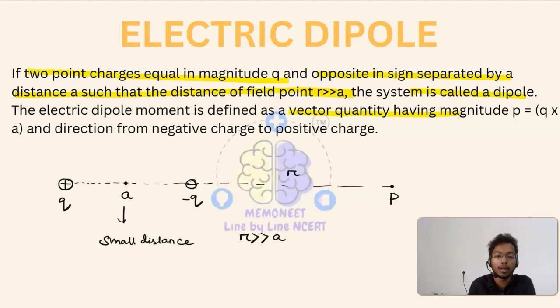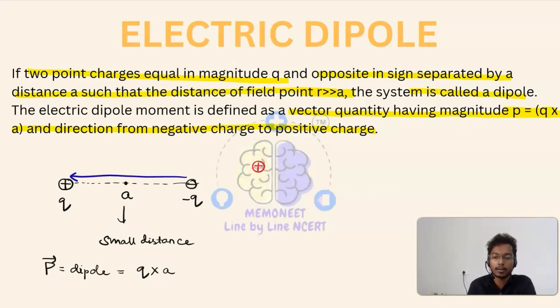The electric dipole moment is defined as a vector quantity having magnitude p equals q into a, and the direction from the negative charge to the positive charge. So the electric dipole moment, p vector, has value p equals q into a, where q is the charge and a is the distance between the two charges. This is the dipole moment, it is a vector quantity, and its direction is from the negative charge to the positive charge.